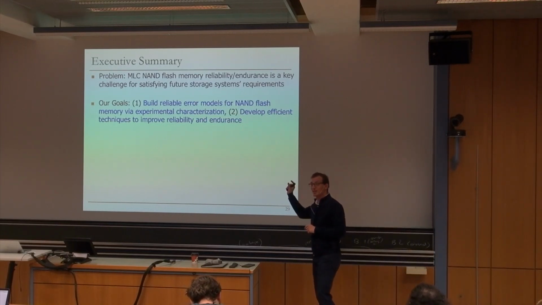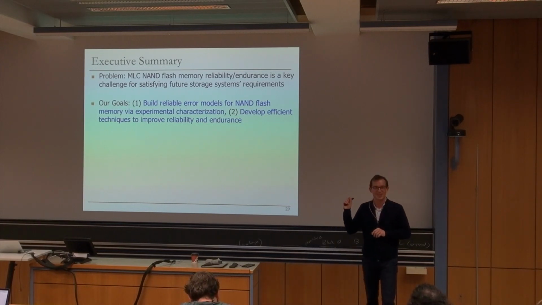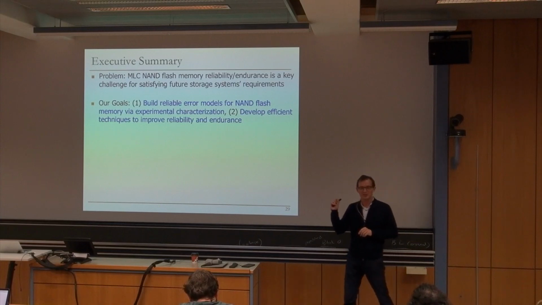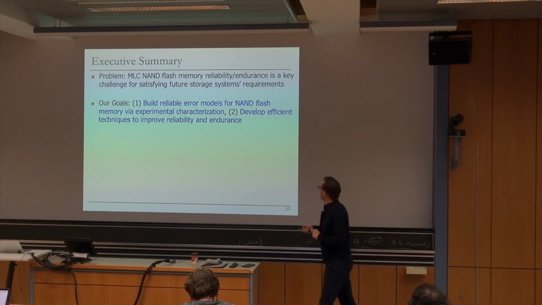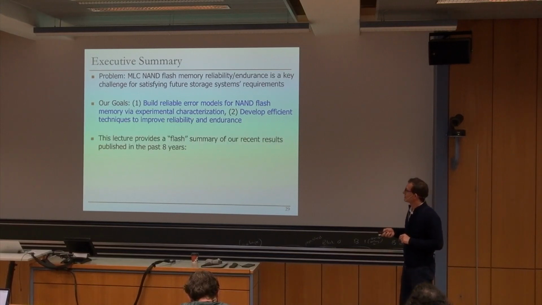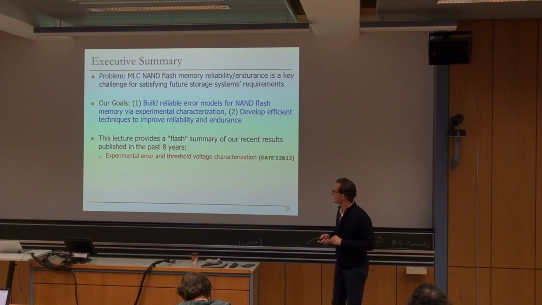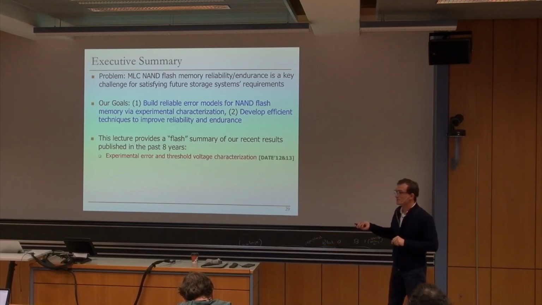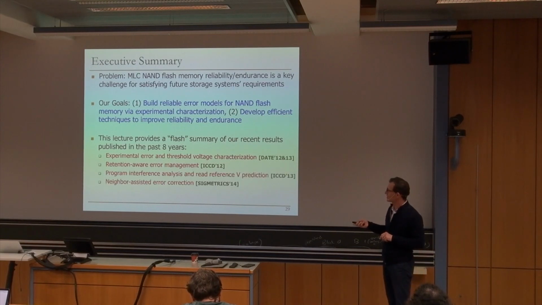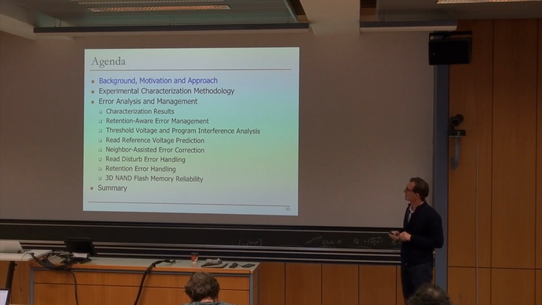But we can be much more precise over here because we have the luxury of measuring the voltage of every single cell. It's not possible to do that in DRAM. And we'd like to develop efficient techniques to improve reliability and endurance. So basically, this is going to be a flash summary of recent results that talk about experimental error and threshold voltage characterization, retention error management, and a bunch of other stuff. We'll see that. Okay, and actually more, but it doesn't fit over here.